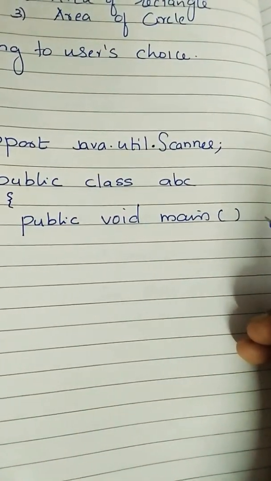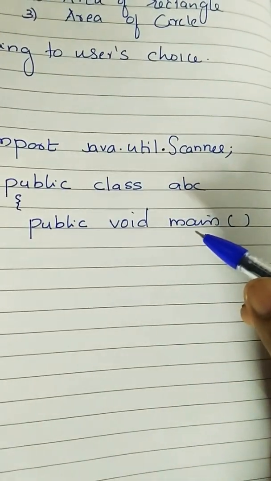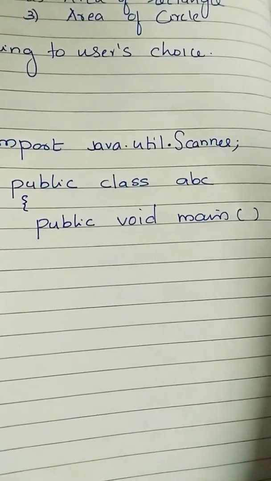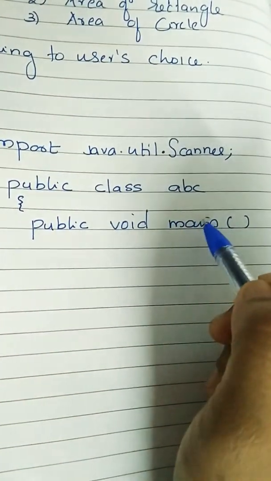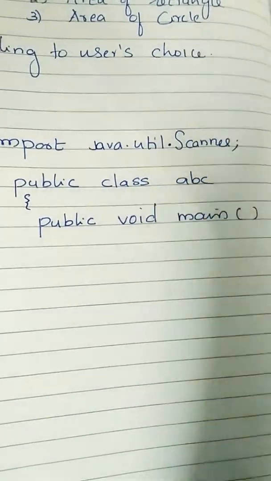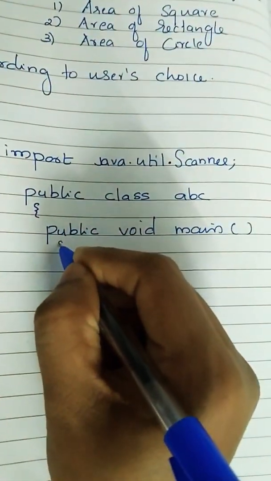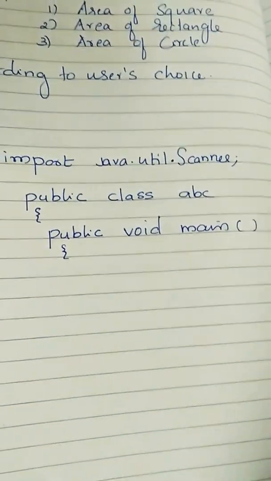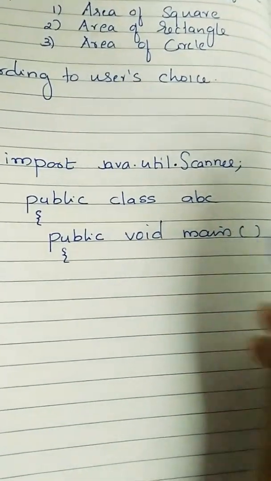And String args. String args is not compulsory because it is not a static main method. I am not writing the main method. This is a normal method. If you are writing a main method, then it will be public static void main String args. This is a normal method. That is why I am not writing String args. And then I open my method. So the main portion is done. So we have imported the package, we have created a class, we have created a method.